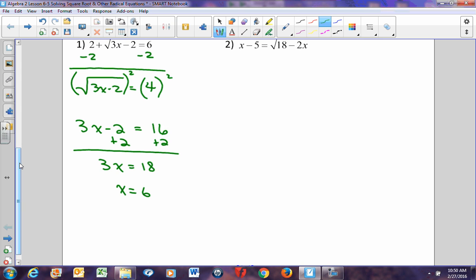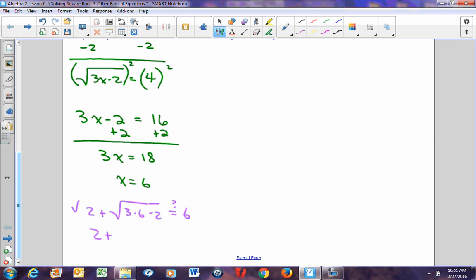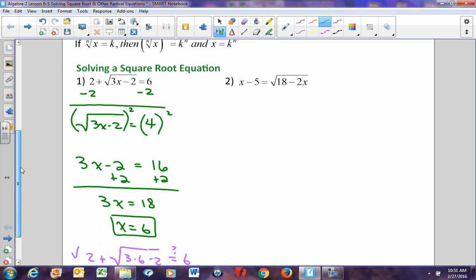I have 2 plus the square root of 3 times 6 minus 2. That's supposed to equal 6. Let's see if it does. So I have 2 plus the square root of 3 times 6, which is 18. 18 minus 2 is 16. The square root of 16 is 4. 2 plus 4 does indeed equal 6. That checks. So our answer here of x equaling 6 is true, and it's not extraneous.